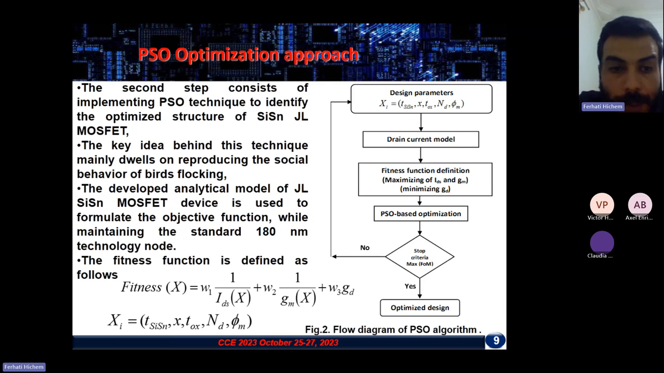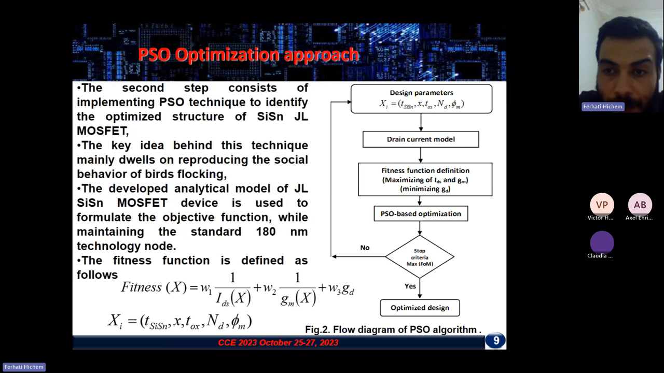So the developed analytical model of the junctionless silicon tin MOSFET device is used to formulate the objective function while maintaining the standard 118 nanometer technology node. So the fitness function is given by this equation, where the objective is to maximize the derived current capability and also the transconductance, and minimize the conductance of the transistor to achieve high switching performances.